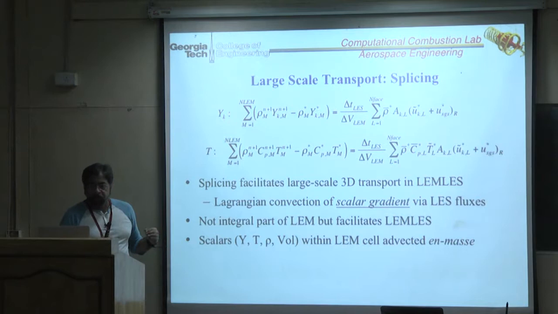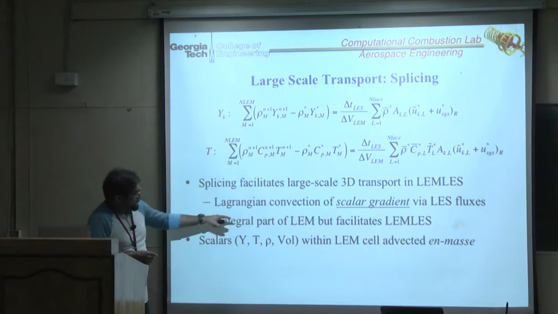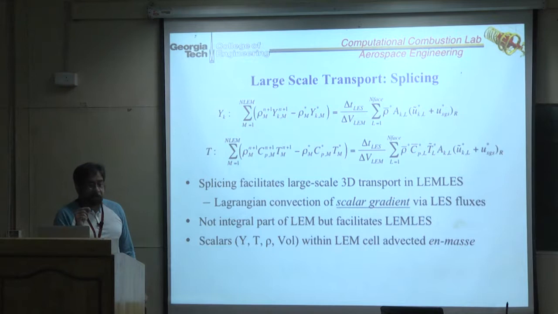Another way to think about this is that splicing is a structural form of level set methods. If you're familiar with level sets, you move a front, like a Lagrangian method. So it's a Lagrangian transport method. The main point is that it connects a scalar gradient in the subgrid. It does not transfer just a scalar point. It connects a scalar gradient, and typically, that's what it does.